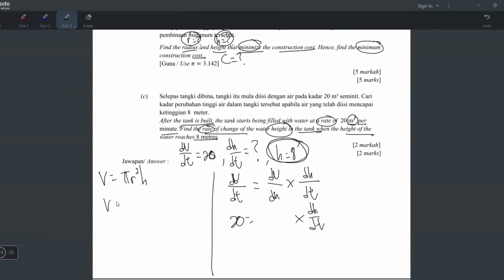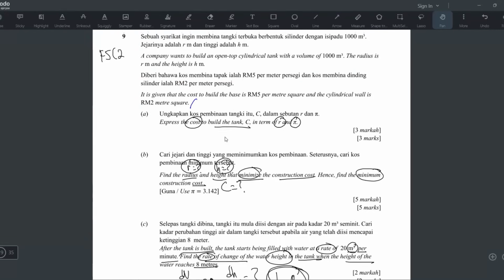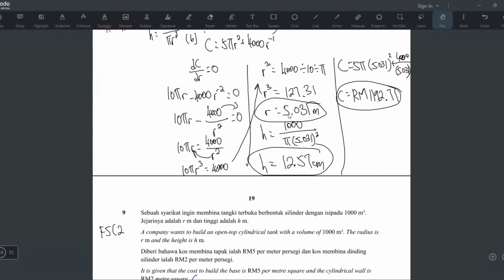So what I should do now is the R. Okay, kalau you baca soalan dia kata after the tank is built. So we can assume that it's built with the R from B lah. Because the B asks you to find the radius and height that minimize the cost. So orang tu dia nak build tank dia, tapi dia nak minimum cost. And when the cost minimum tadi you punya R is 5.031, right?